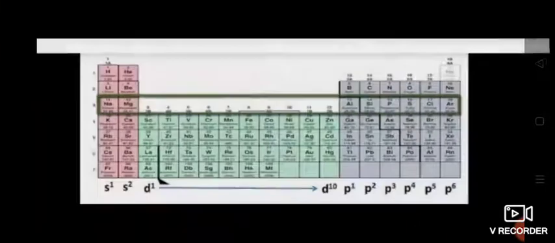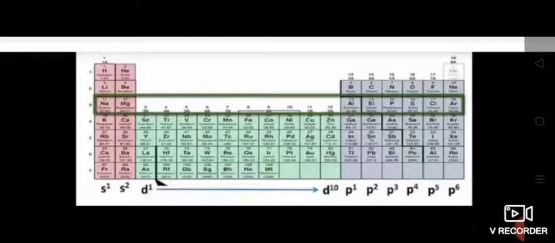Now the Aufbau principle. What do we mean by the Aufbau principle? It means that electrons fill the lower energy level first before filling the higher energy level. So first the lower energy level will be filled, then the higher energy level. So learn the energy level order. All the elements present in the periodic table depend upon this electronic configuration.